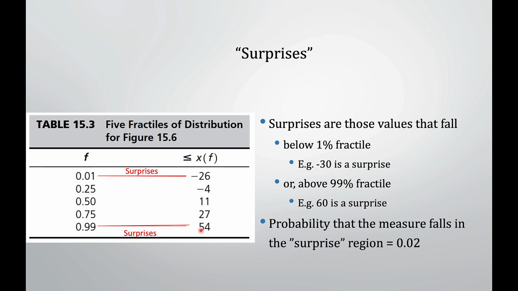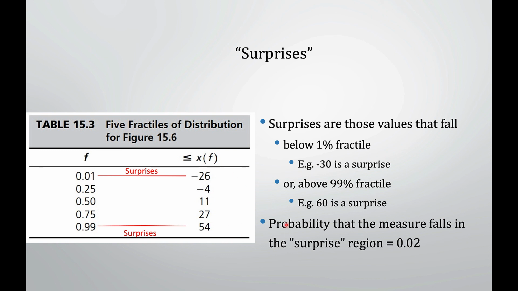And the overall probability that the measure falls in the surprise region is 0.02 here. The probability that the measure is below -26 is 1%. The probability that it falls above 54 is 1 minus 0.99, which is also 1%. And the addition of these two is 2%.